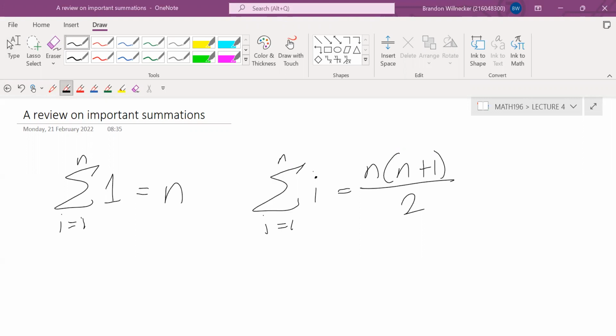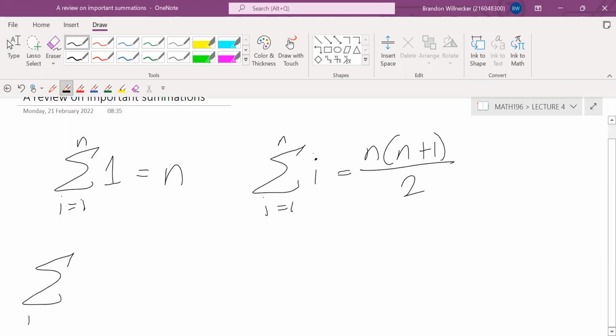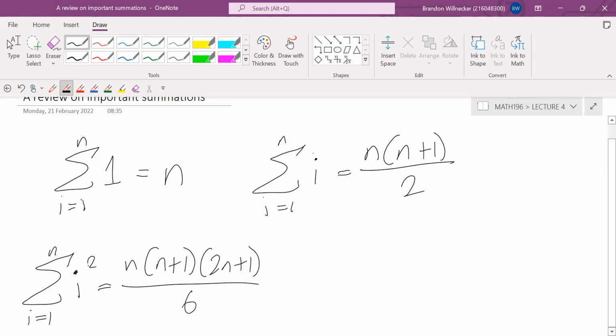Okay, and then the next one we need to know is the sum from i equals 1 to n of i squared. Okay, so that's 1 plus 4 plus 9 and so on. We can write this as n times (n plus 1) times (2n plus 1) all over 6.